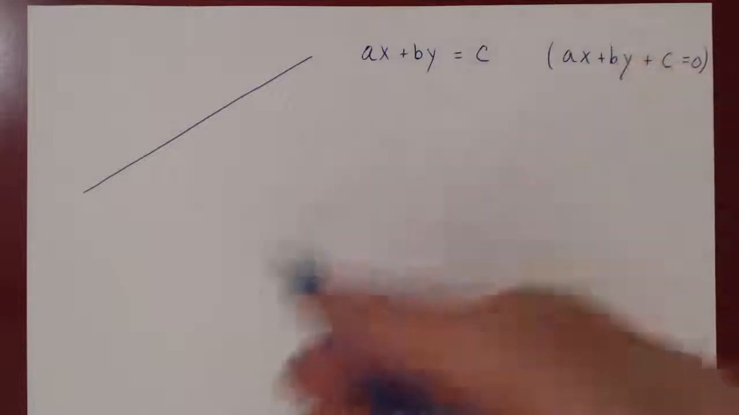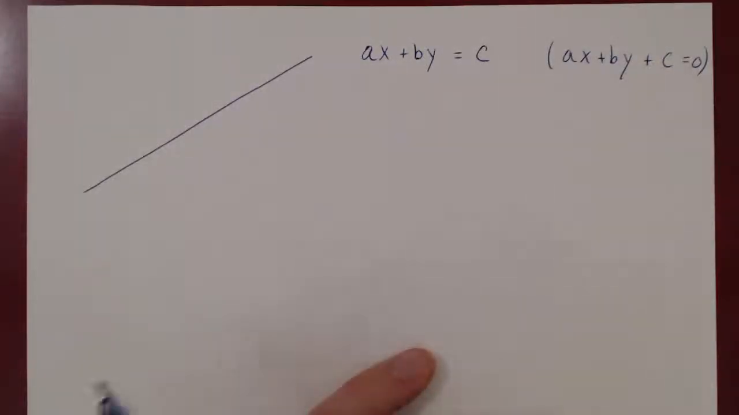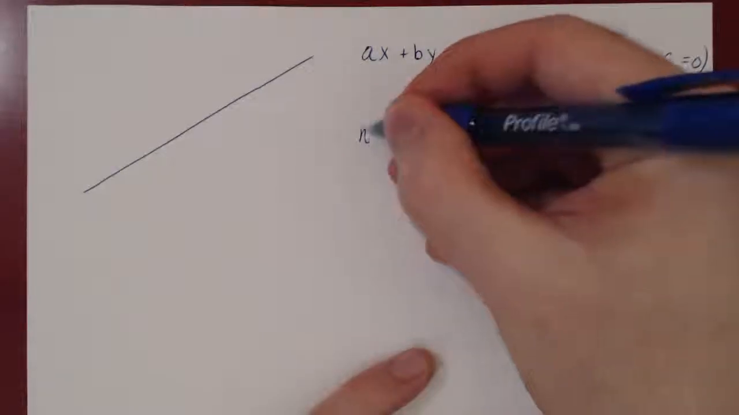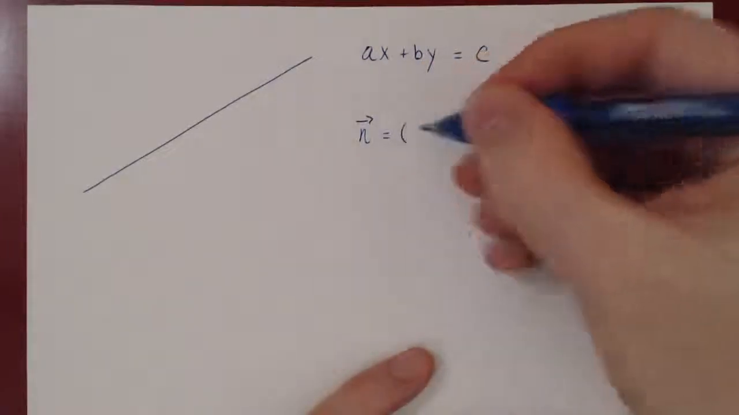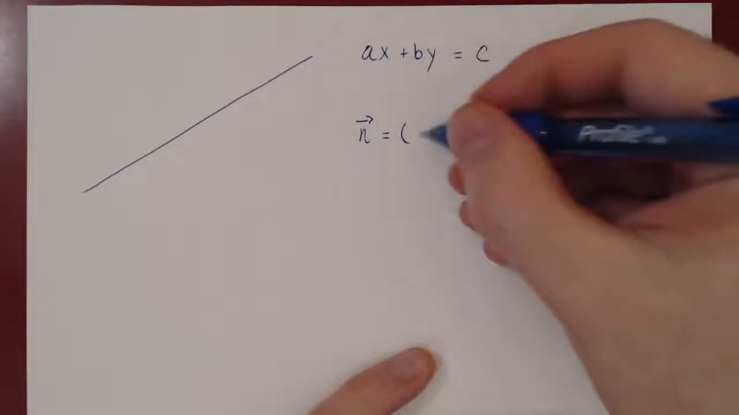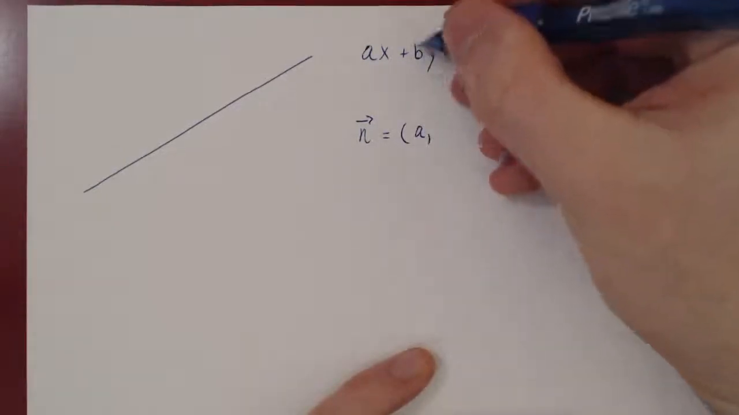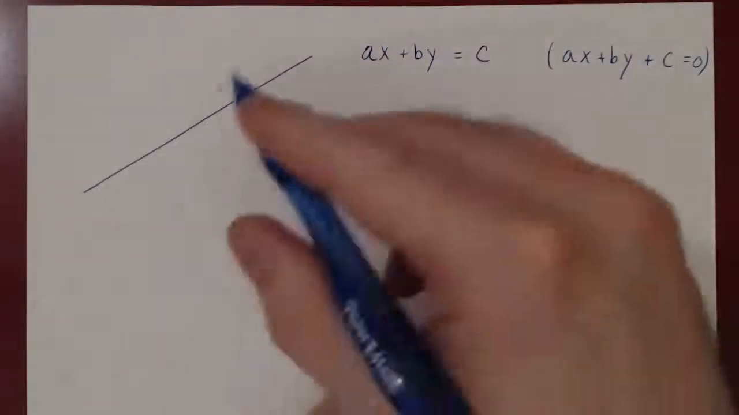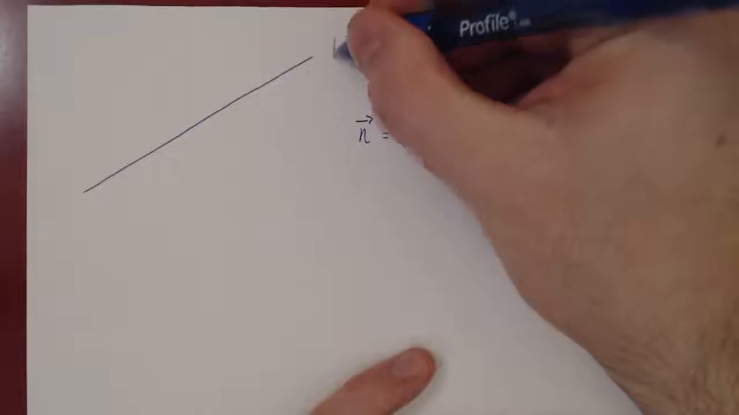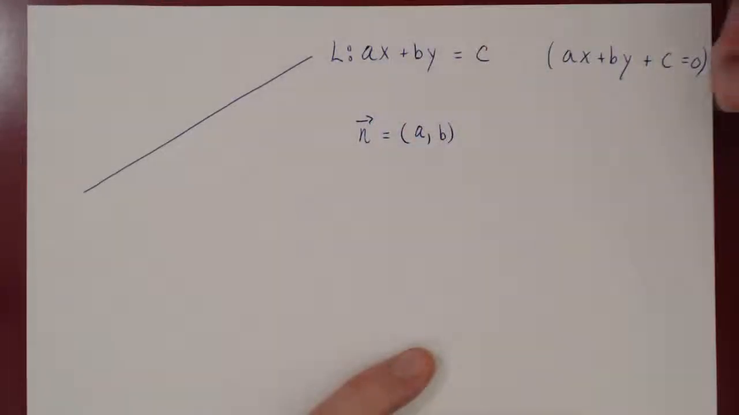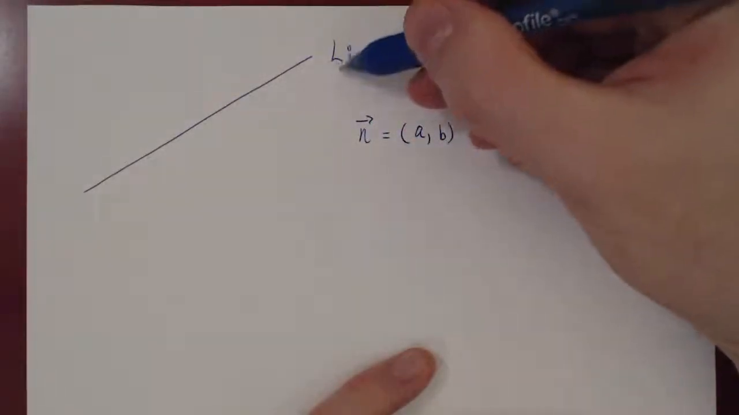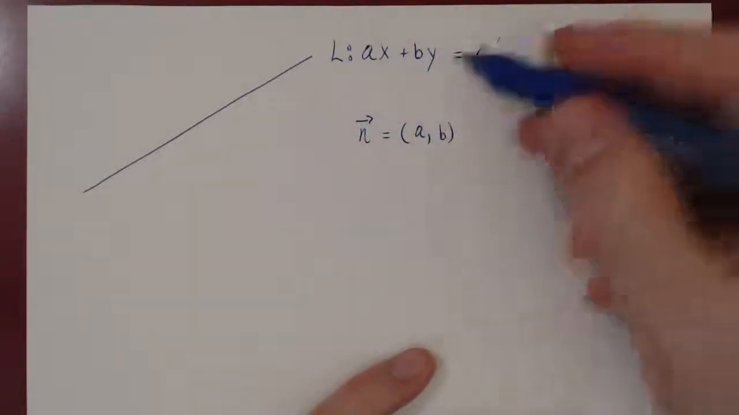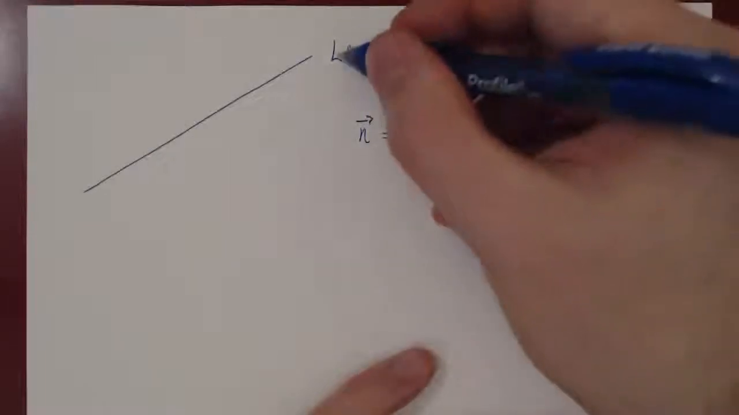Here's the following little fact that is very easy to prove, but really useful. The vector n, given by a being the first coordinate, b the second coordinate, has a very special relationship to the actual line L. We can give this line a name, we can call it L. And so when you see this, we're saying here's a line L. The colons mean that what follows is the equation of the given line.